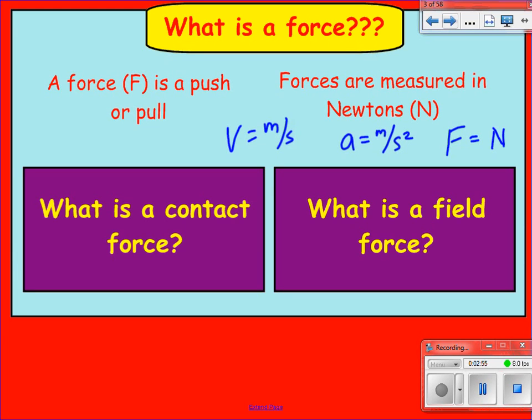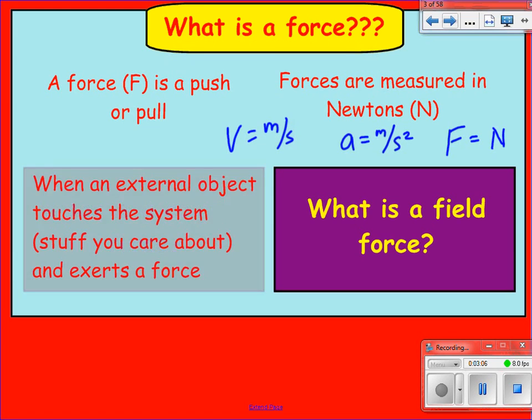Now, if you were to take all the forces in the entire universe and classify them into two main types, that would be contact forces and field forces. A contact force is just that. It's a force that comes from contact or touching. So it's defined as when an external object touches the system, which is the stuff you care about, and exerts a force. So for example, if I pick up a book, if I push a wall, if I pull on a rope, all of those are forces that involve touching or contact.